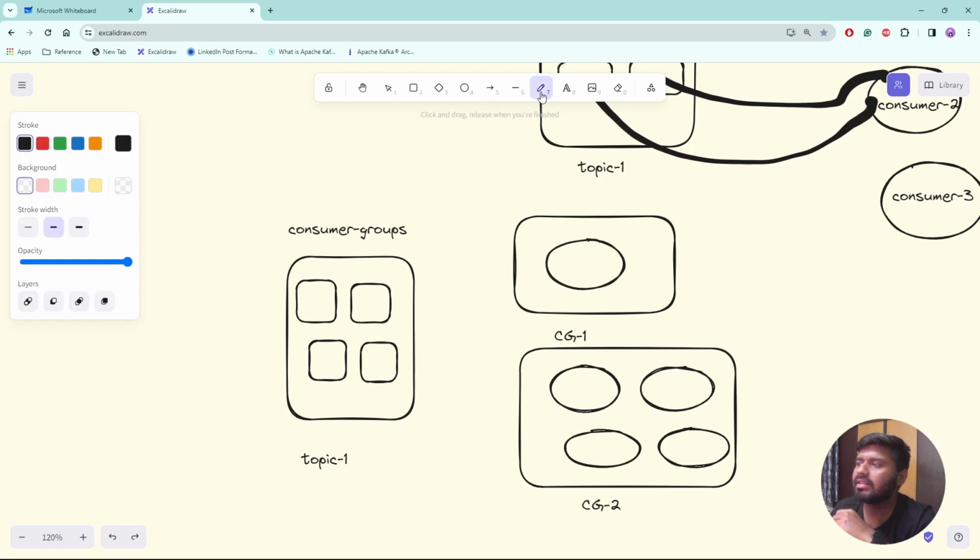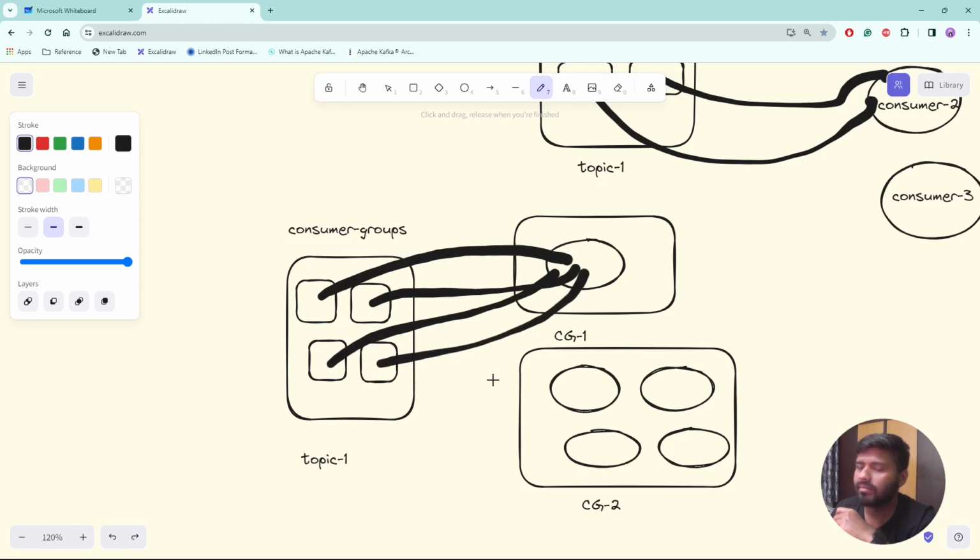For this specific consumer, the records will go like this as it is. And as per our previous understanding, we would say that all partitions are already being consumed by consumer group 1. Then what about consumer group 2?